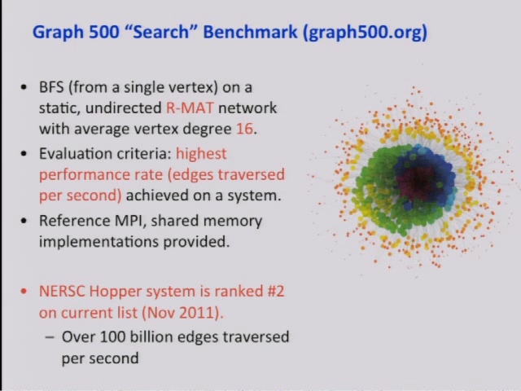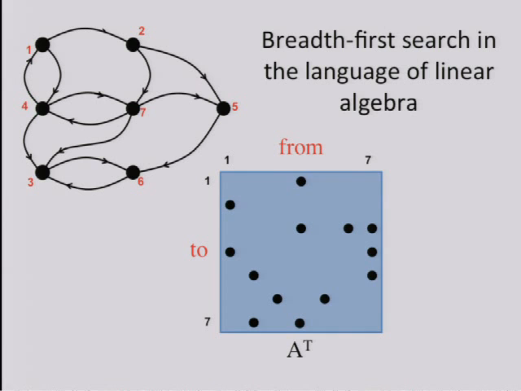So how do you do a breadth-first search on a supercomputer? We just showed how to do breadth-first search locally, and then perhaps on a single node with multi-threading. How do you do breadth-first search on a supercomputer? For that to be well understood, I'm going to show a way to do breadth-first search using just linear algebra operations. So this is a graph, and this is the transpose of the adjacency matrix that represents this graph.